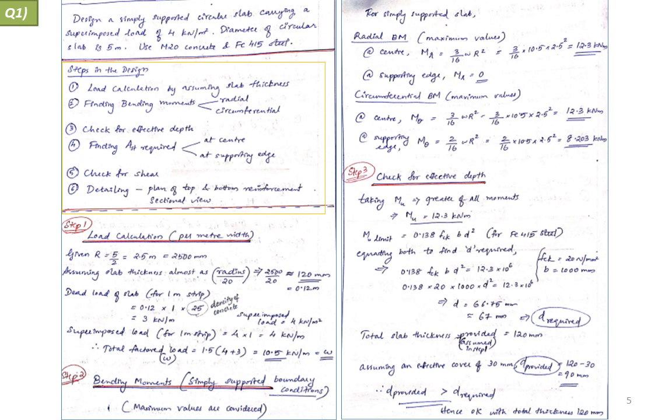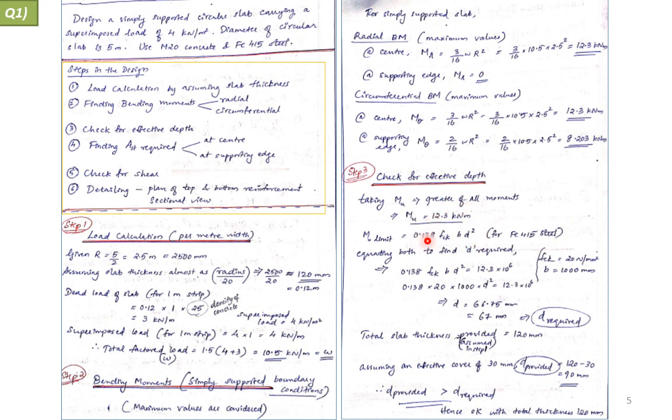Now we can see what is the limiting value, the maximum acceptable value of moment. It is based on the grade of steel. It is 0.138 fck bd square. So this 0.138 value varies for different grades of steel. For Fe415 it is 0.138 fck bd square. So we have to see what is the minimum d required in order to take this moment. This is the maximum moment coming in our case, considering all the four moments.